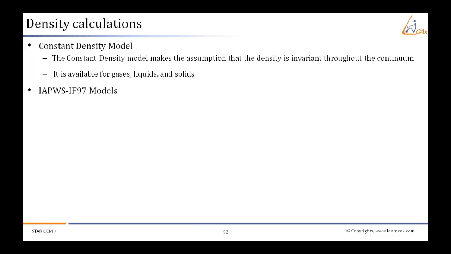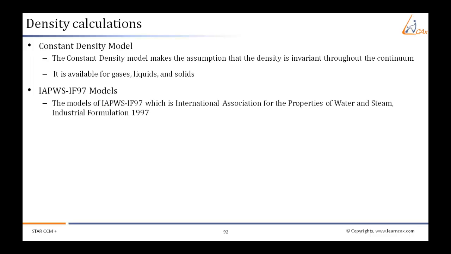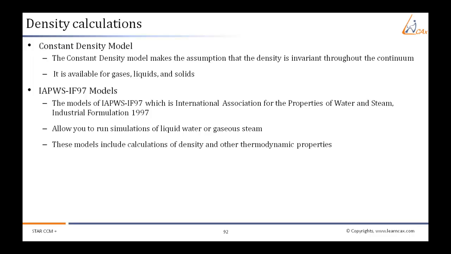What are the IAPWS IF97 models? IAPWS IF97 is International Association for the Properties of Water and Steam, Industrial Formulation 1997. This model allows you to run simulations of liquid water or gaseous steam. These models include calculations of density and other thermodynamic properties.